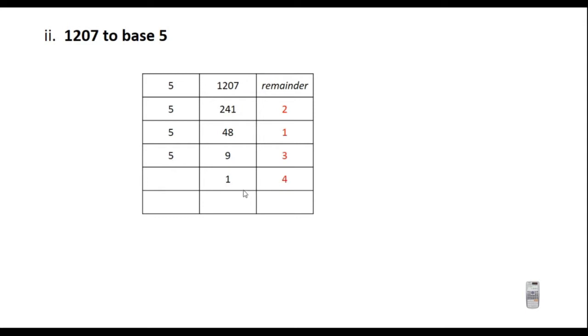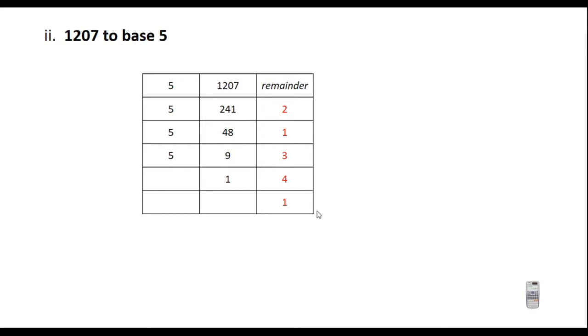Since 5 times 1 will give us 5, 9 minus 5 will give us 4. So a remainder of 4. Now you can see that the number in this column is now less than the number here. 1 is less than 5. So you write it here as the final element.